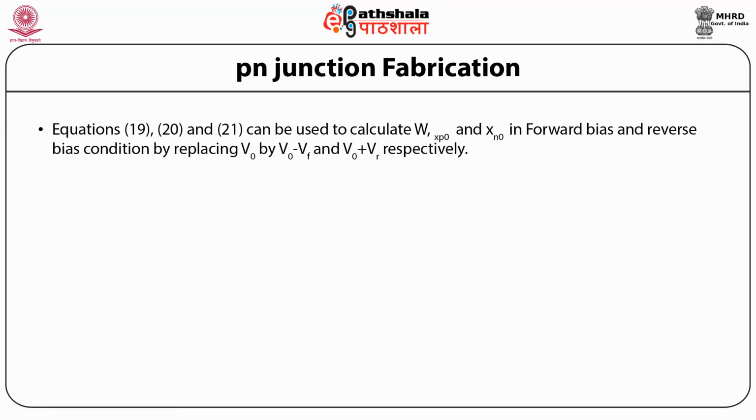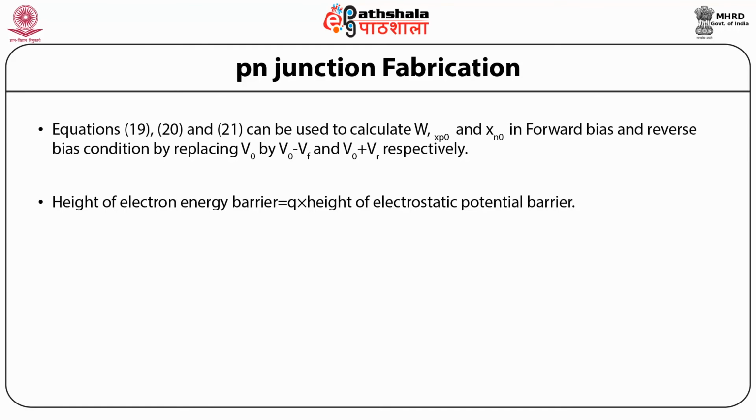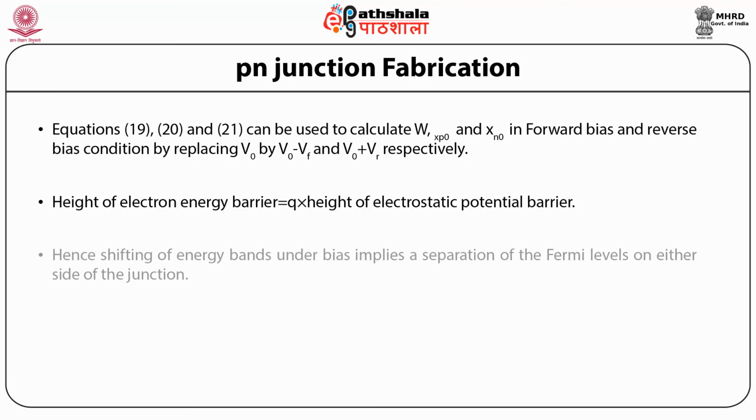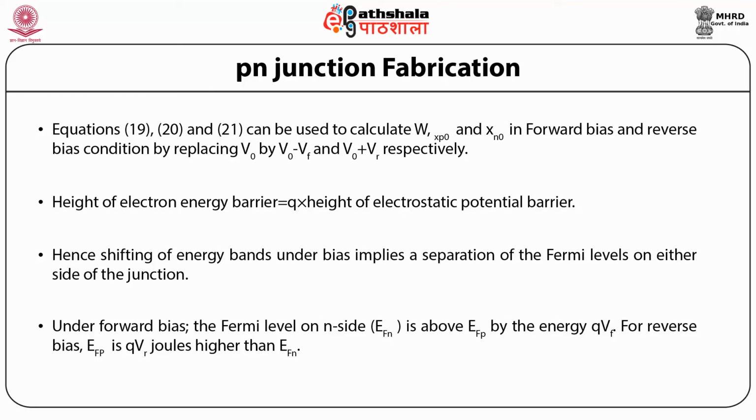Now we have already derived the expressions for W, xp0 and xn0. In forward bias and reverse bias conditions, we can replace V0 by V0 minus Vf and V0 plus Vr respectively. So the height of the electron energy barrier is equal to q multiplied by the height of the electrostatic potential barrier. Hence the bands expand less under forward bias, q(V0 minus Vf), and more under reverse bias, q(V0 plus Vr), compared to the corresponding equilibrium value qV0.